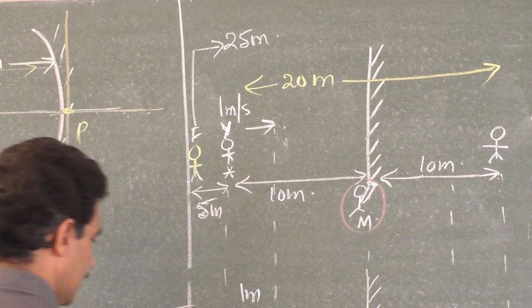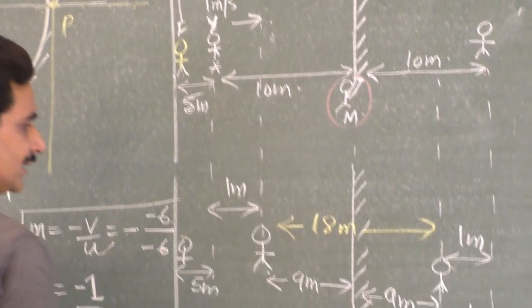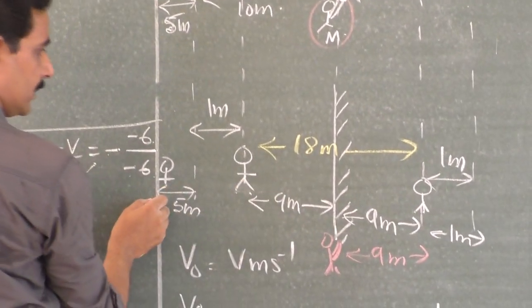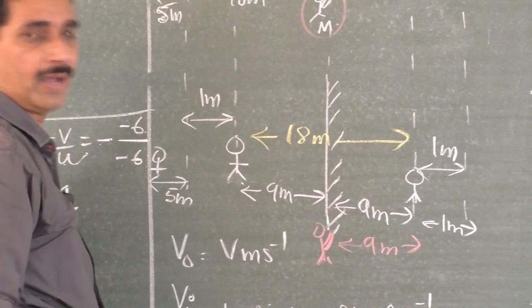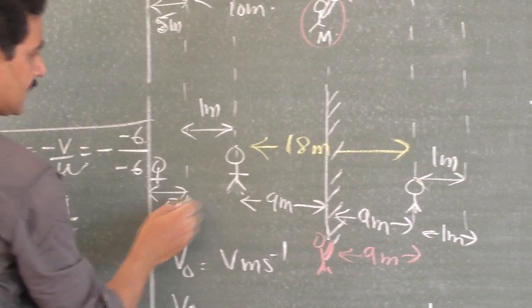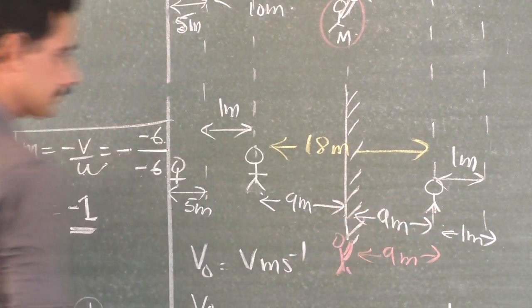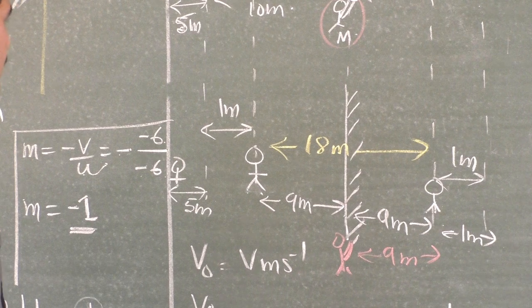Now he is here only, the third person is here only, this is 5 meters. What is the distance of the image with respect to the third person after 1 second? All the stories have happened. The distance of the image is 5 plus this 10, 15, plus 9, right? Correct?